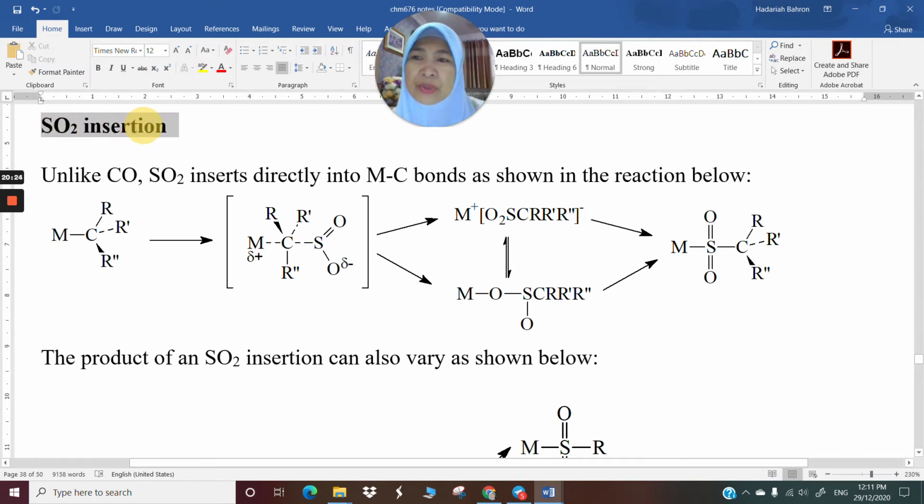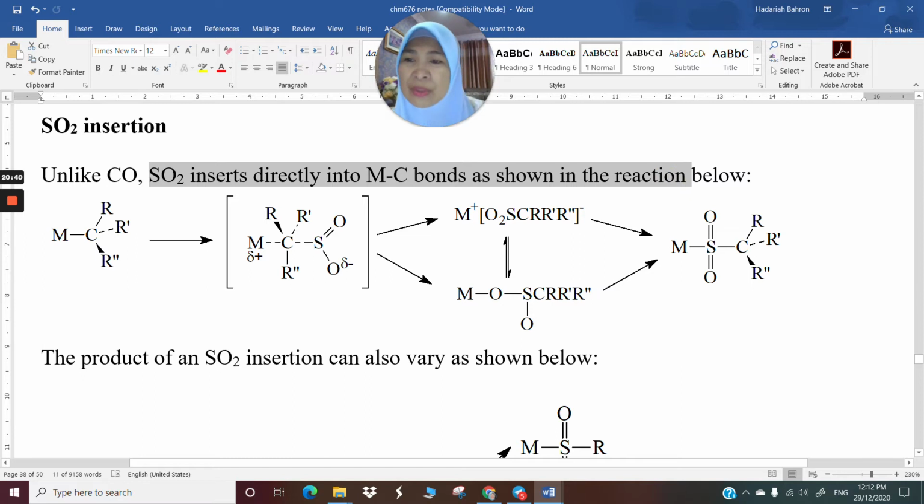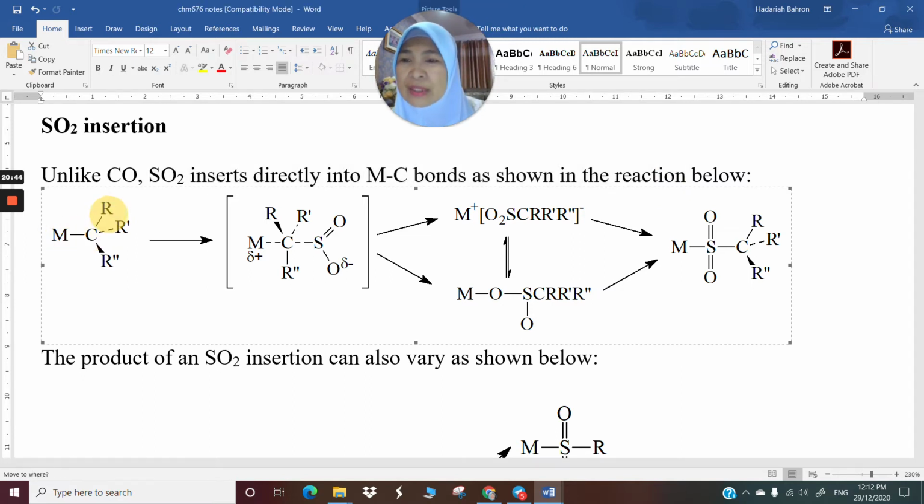So next, I would like to show you about SO2 insertion, of sulfur dioxide onto the metal to carbon bond. Now, unlike CO, SO2 inserts directly into the metal to carbon bond as shown in the reaction below. So if you have metal to carbon attached to R, whether R is H or whatever others, what will happen first is that your SO2 will attach itself onto the carbon, the alpha carbon. And then through electron movement, it moves itself from this end into that middle part, like this.